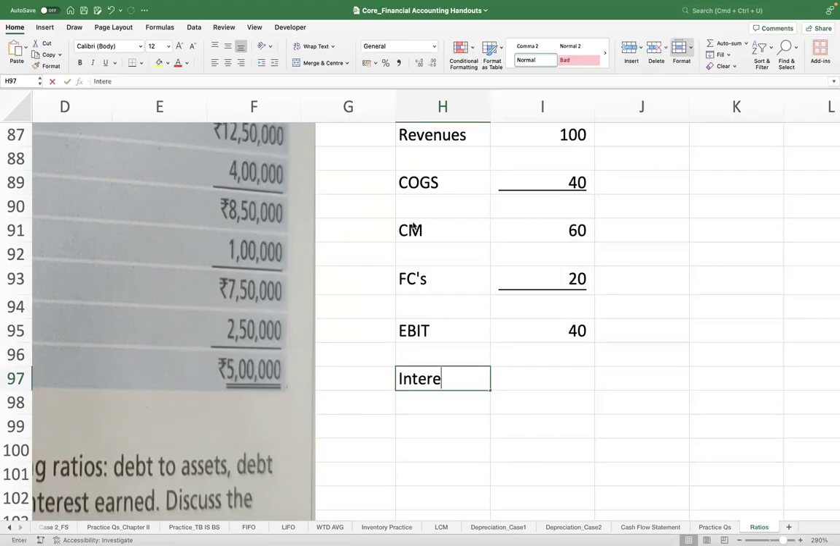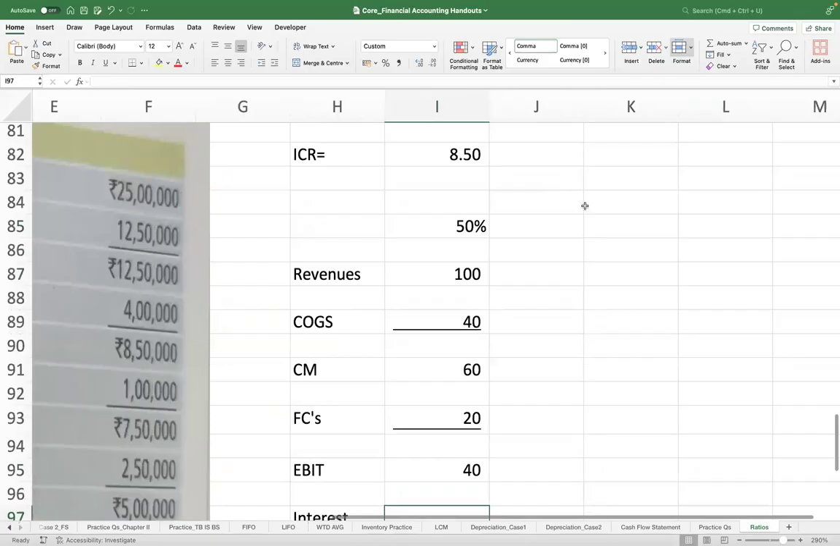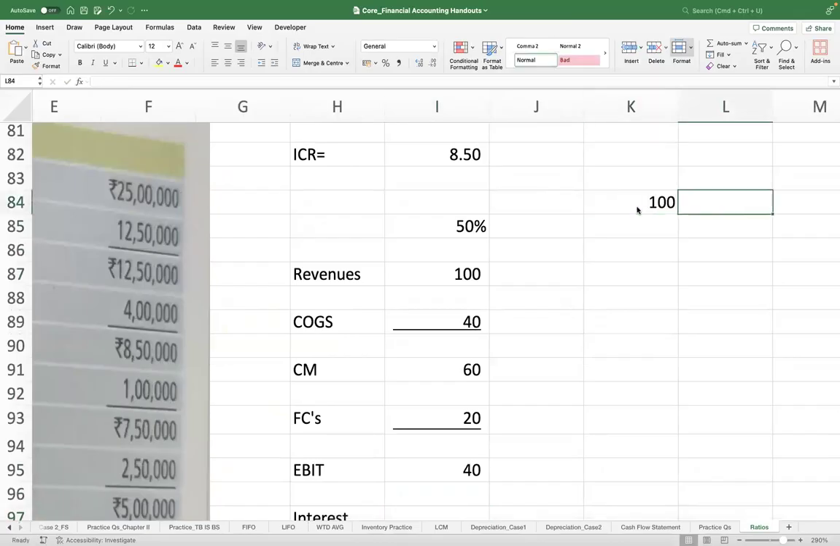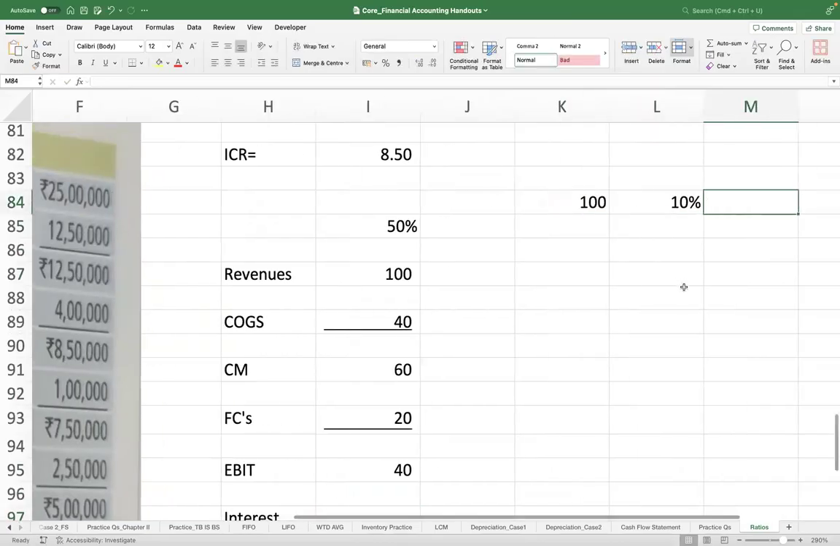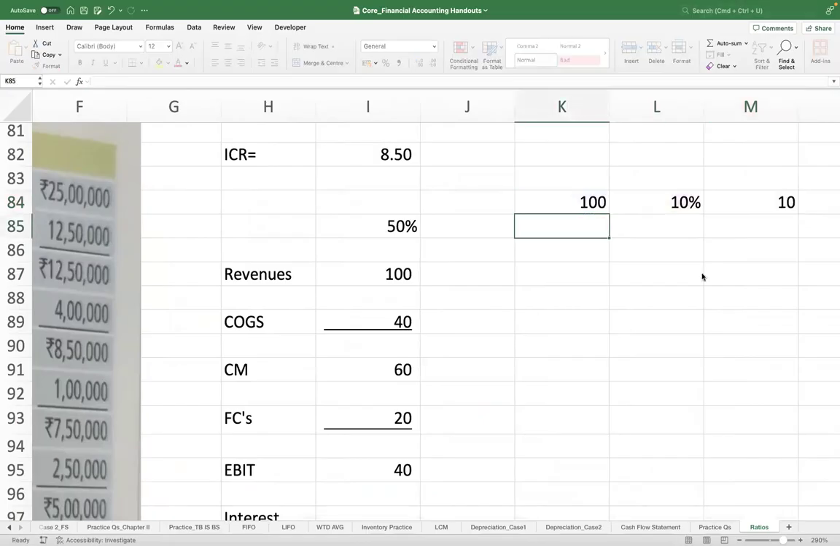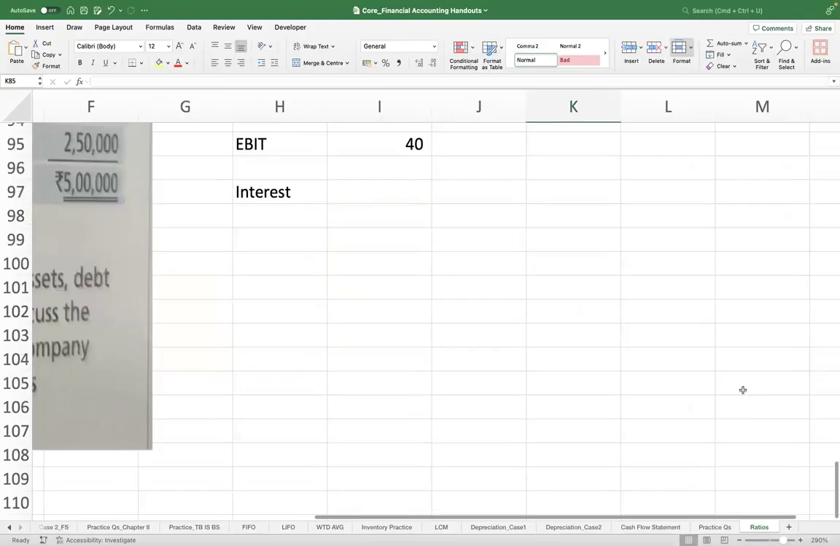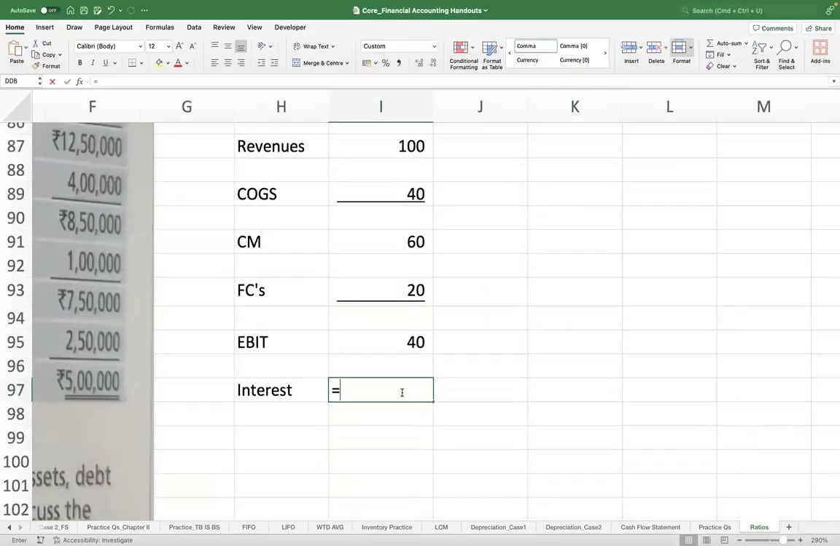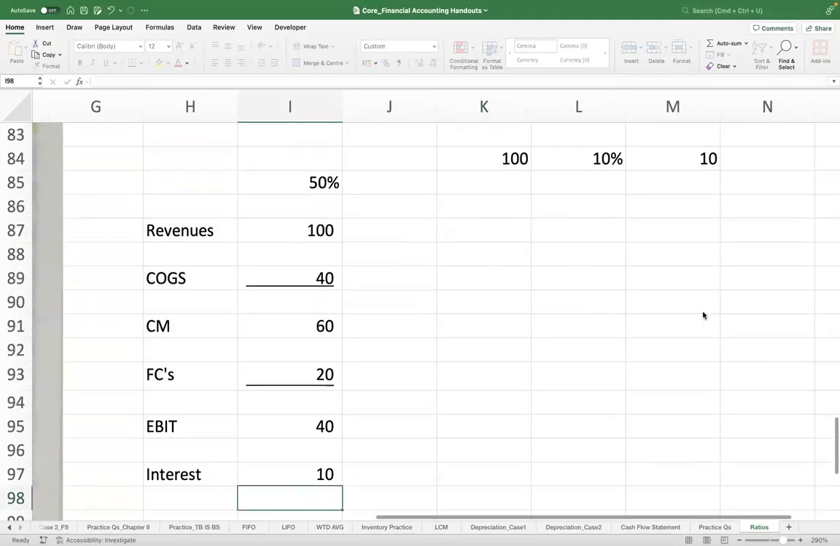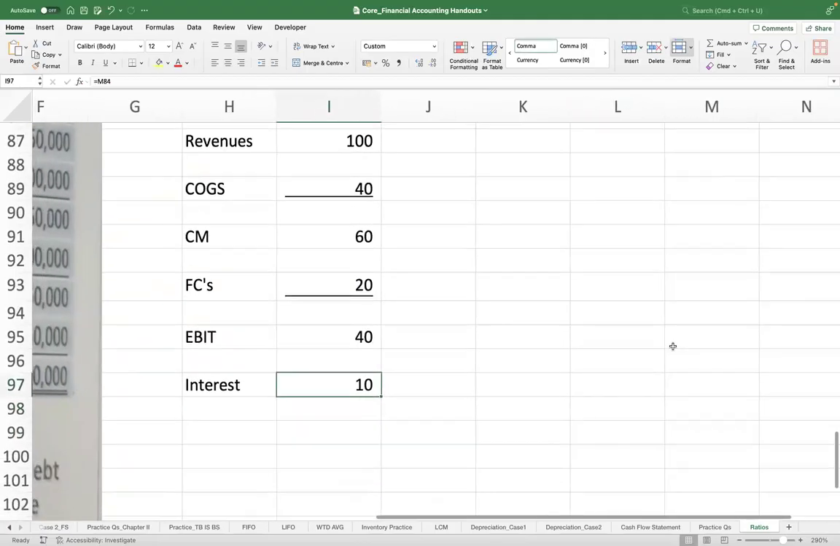Now let's say the interest cost. Suppose this company has 100 crores of loans which carry 10% interest. So 100 के ऊपर 10% कितना होता है? 10 crore. So your interest cost becomes what? 10 crore. Clear? So what is your PBT?